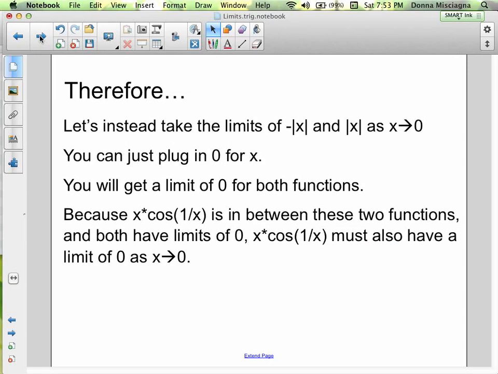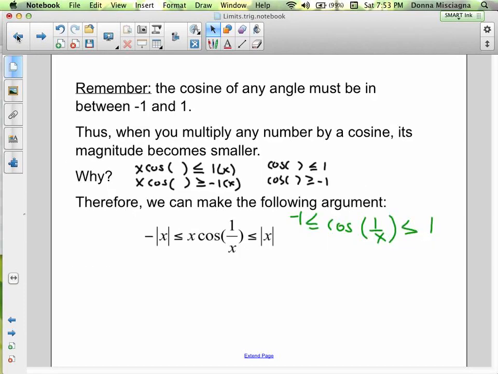All right, so let's look at the limits of -x and the absolute value of -x. I should say the negative absolute value of x and the absolute value of x as x approaches 0. So here, we could take the limit for x times cosine 1 over x for anything but 0. 0 is a problem, right? 0 is definitely a problem. We'll have an indeterminate limit.